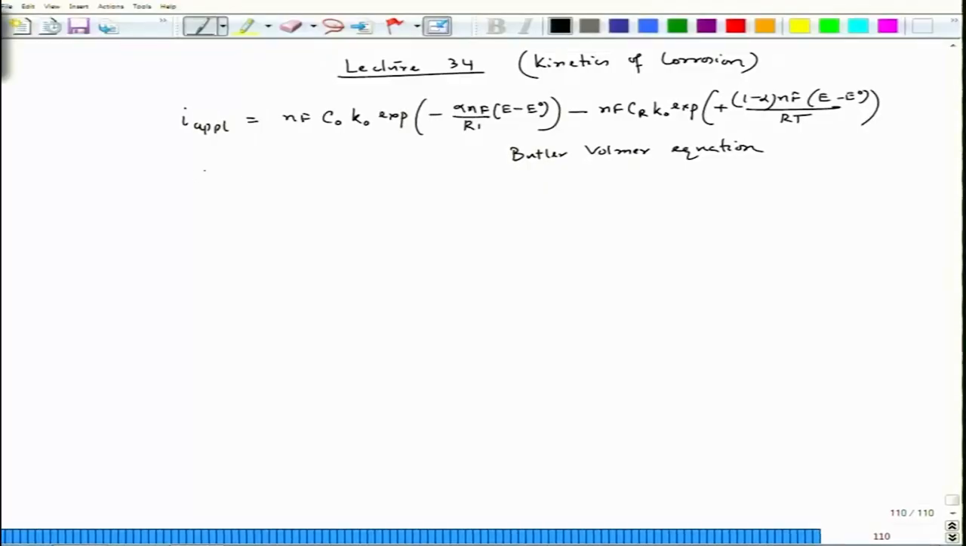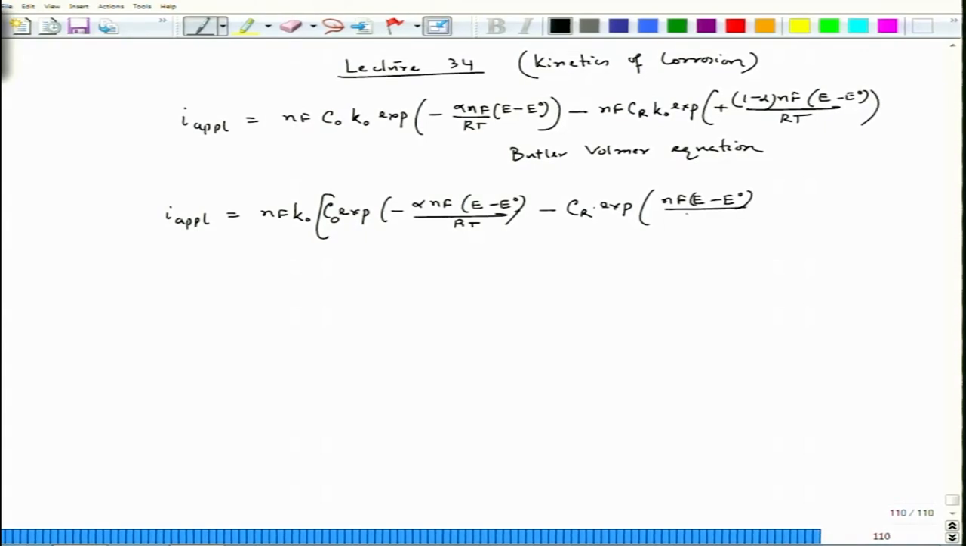Now we can do a little bit of redistribution of this entire formula. I applied equal to nF k_0 exponential minus alpha nF (E minus E_0) divided by RT, into C_O minus C_R exponential nF (E minus E_0) divided by RT.